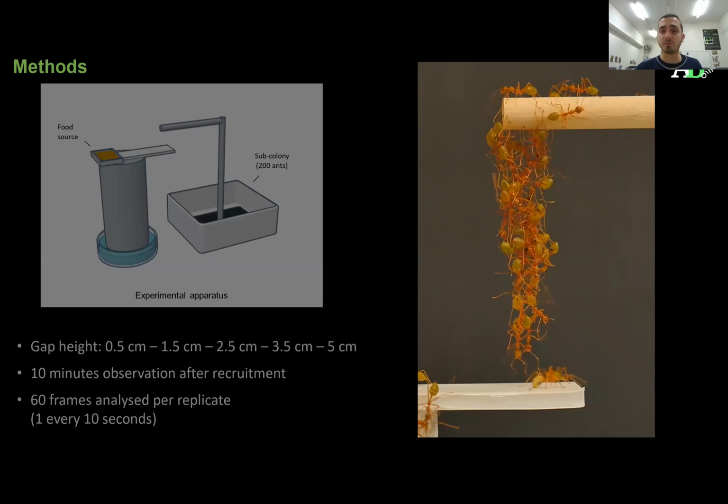This is how a frame looks, and for each of these, I calculated the area covered by the chain, the number of ants involved in the structure, and the length of the gap between the end of the chain and the platform. Finally, I divided the chain into three different sections, the top, the middle, and the bottom one, to understand whether they differ in their structural properties.